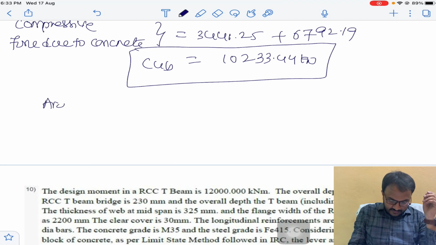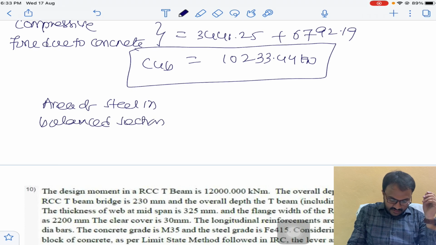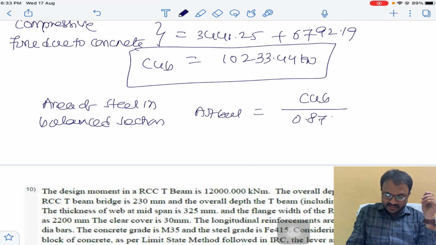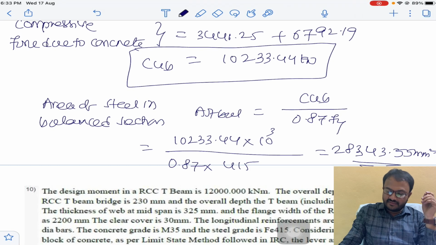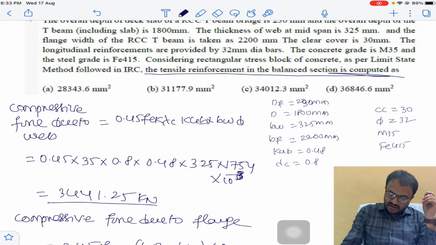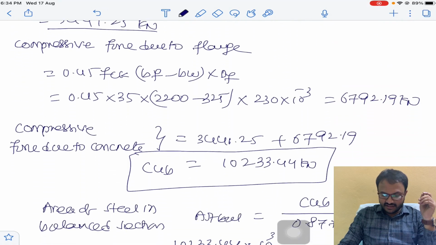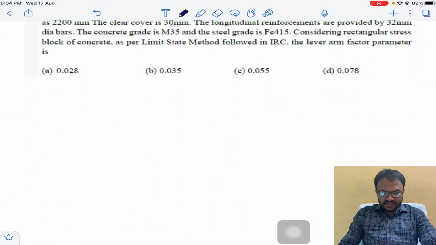So now area of steel in balanced section, AST bal is equal to CUB divided by 0.87 Fy. So what is CUB? 10233.44 into, so I will convert this into newtons. 0.87 Fy, Fy is 415. You will get it is 28343.55 mm square. Clear? So the answer for question number 9 is answer A. Okay. And the last question.